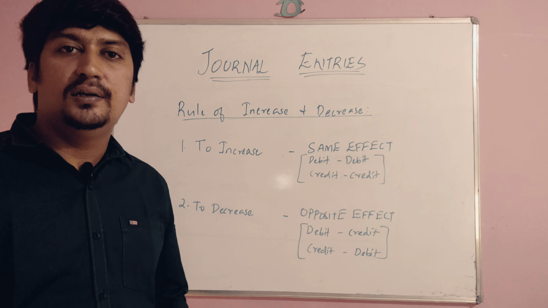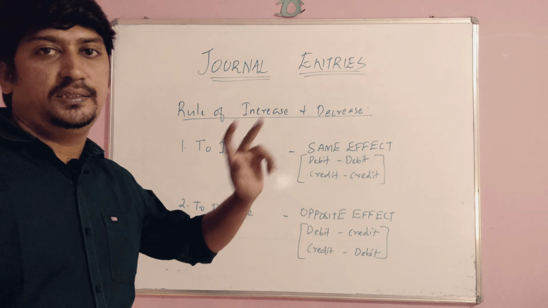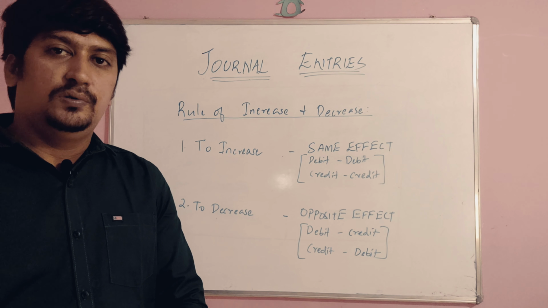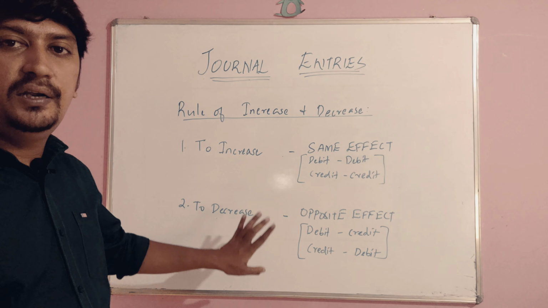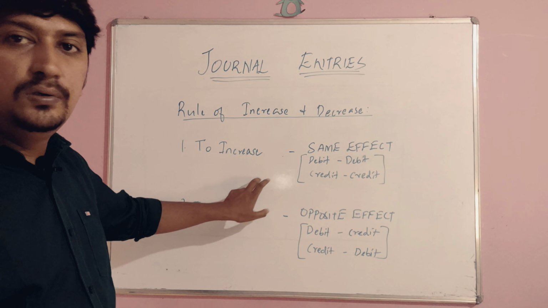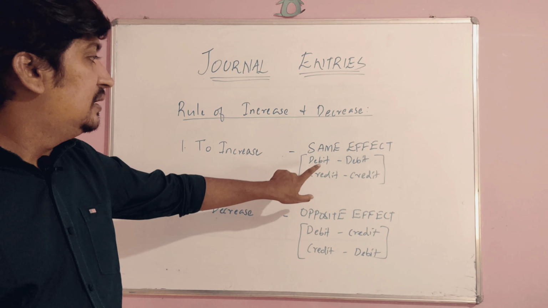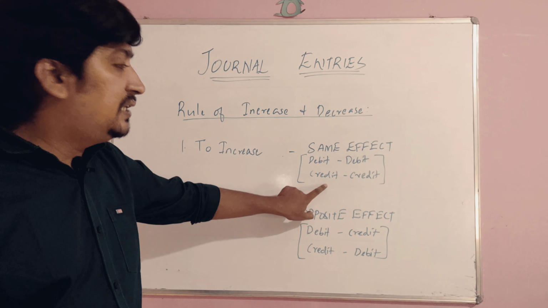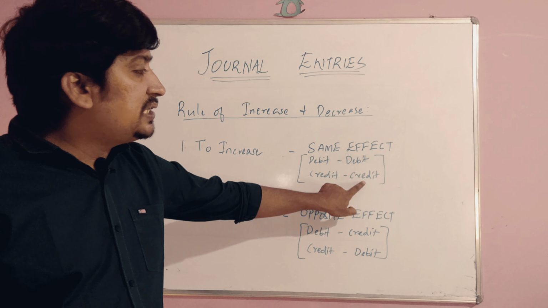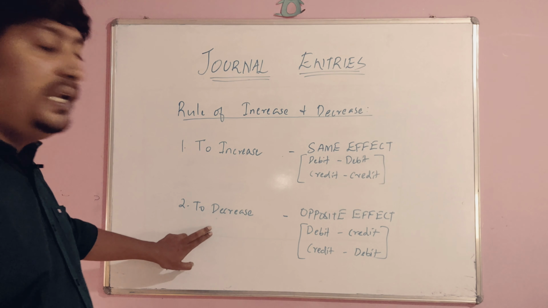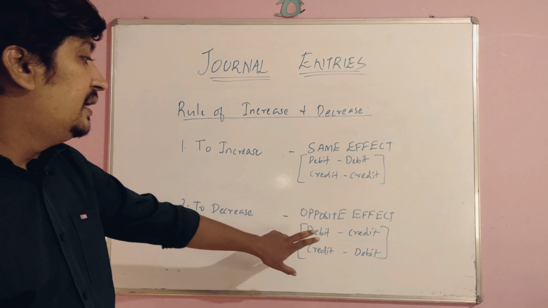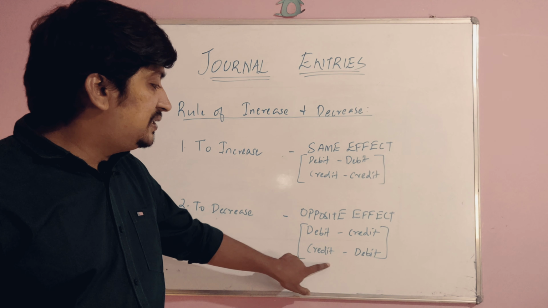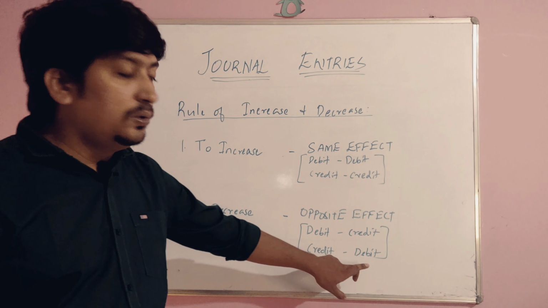Okay, the next thing that you need to learn is the rule of increase and decrease. An account will either increase in our books or decrease in our books. So these two are the rules to increase or decrease an account. To increase an account, go for the same effect. Same effect means if the general balance of the account is debit, then you also have to debit it. If the general balance of the account is credit, you also have to credit it. To decrease an account, opposite effect. If the general balance of the account is debit, then you have to credit the account, and if the general balance of the account is credit, you have to debit the account.